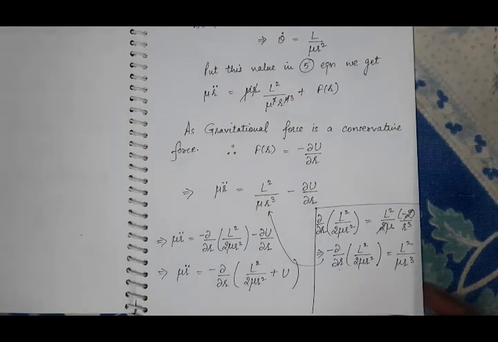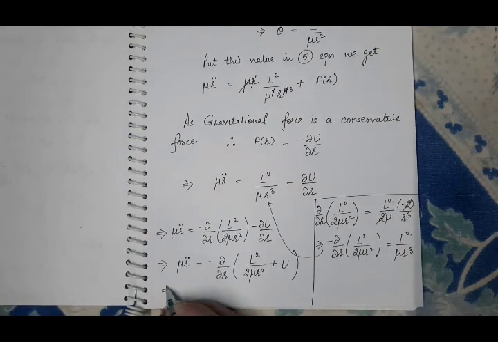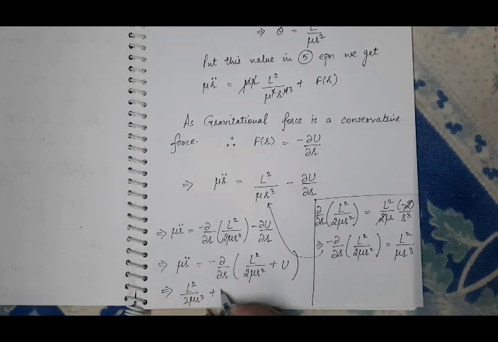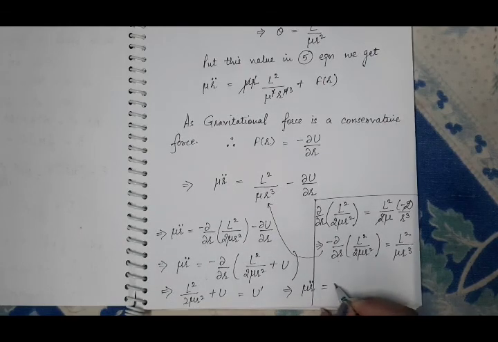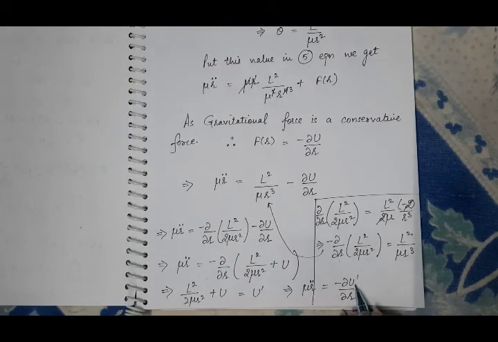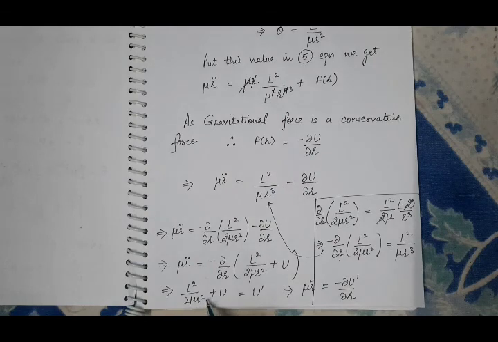So from here we have proved that L square by 2 mu r square plus U is equal to U dash, that is the effective potential energy of the system, which implies mu r double dot is equal to minus curly U dash by curly r, where this U dash is the effective potential energy and it is equal to L square by 2 mu r square plus U, the centrifugal potential energy and gravitational potential energy. So this is all about effective potential energy.